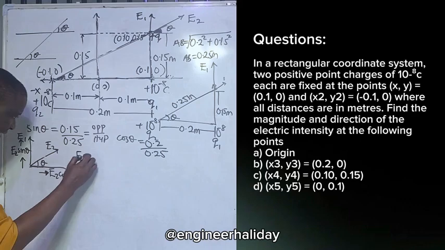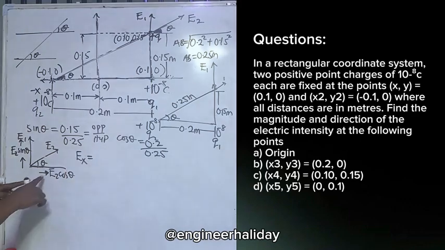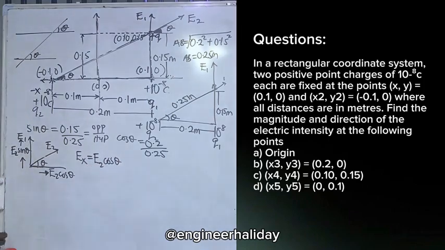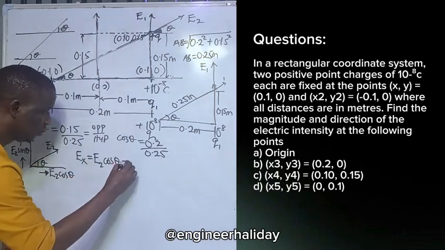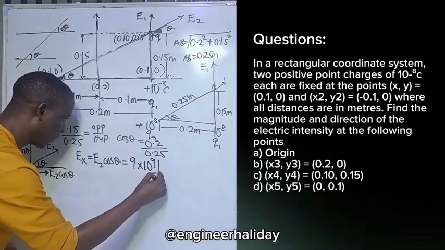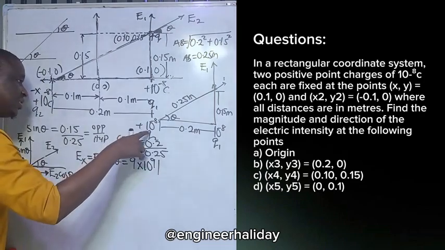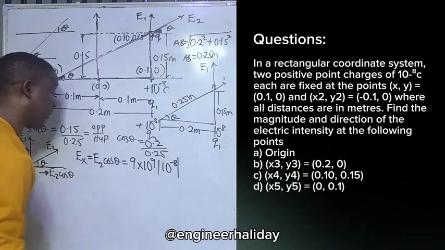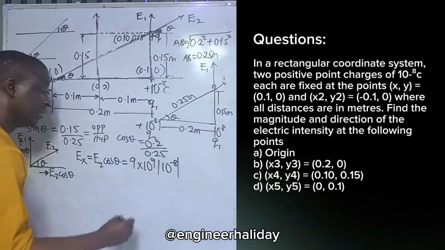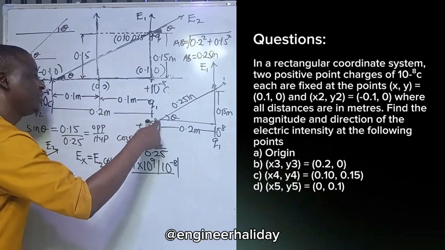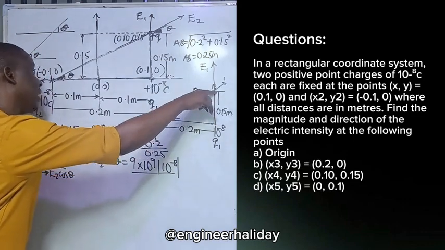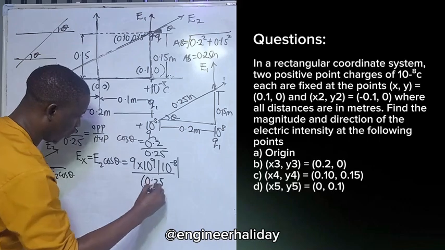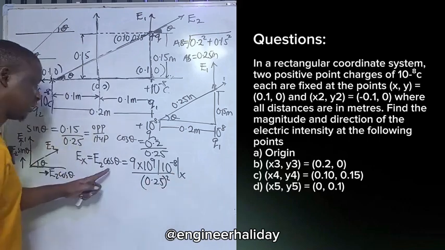So our EX now will be what? EX is only this, which is E2 cos theta. That is the only component of the electric field that will be acting along the horizontal. It is 9 times 10 power 9 times E2. E2 is what? This charge Q2, times K naught, which is minus 10 power minus 9 times 10 power 9, then divide by the distance from this Q2 to this test charge, the point, which is 0.15, 0.25, all square. Cos, what is cos theta?